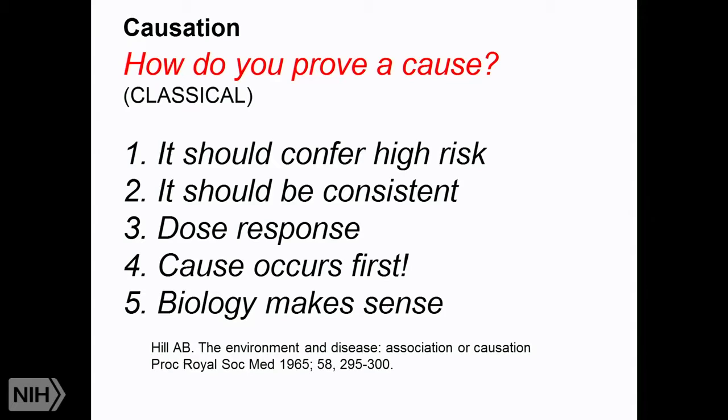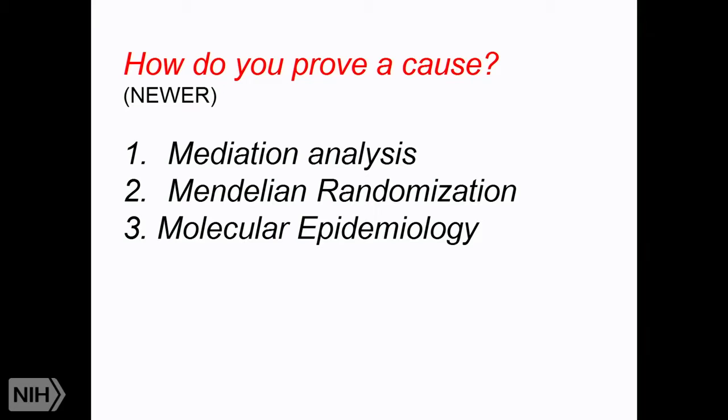You'd like to see a dose response. If you have more of the cause, you'd like to have more of the cancer. The cause should precede the outcome temporally, or else it's not really a good idea that it's a cause. And finally, you would like biologic plausibility. Today, I'll at least mention that there are newer approaches to identifying causality.